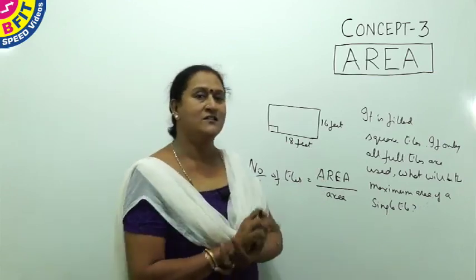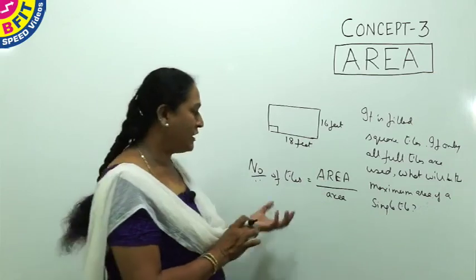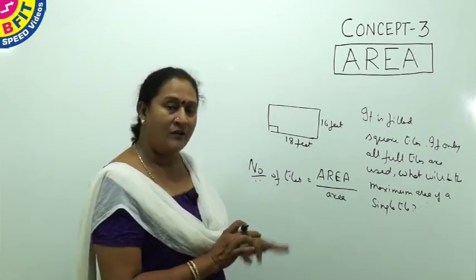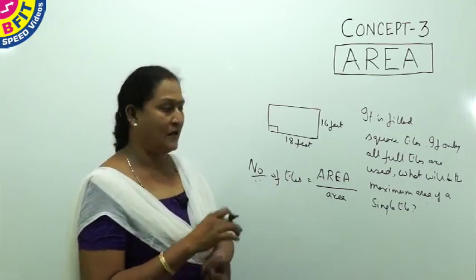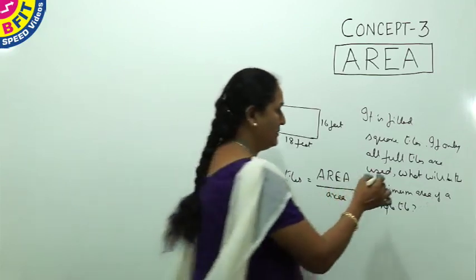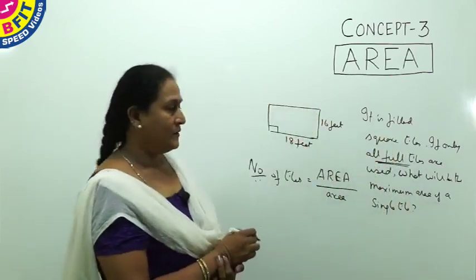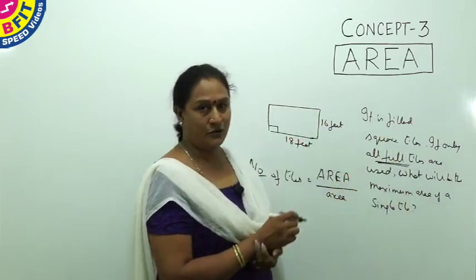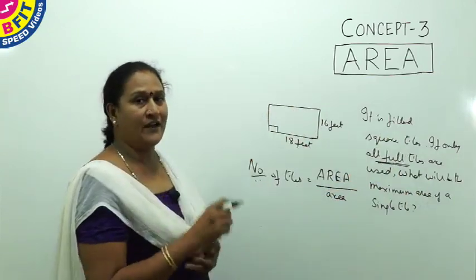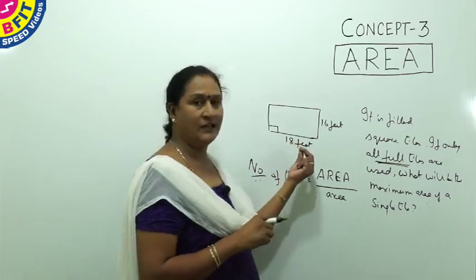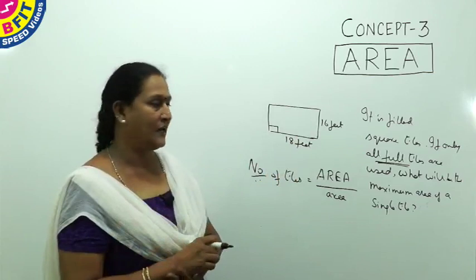So what will be the answer? It will be cannot be determined, because if there are two unknowns, we can't find the value. But here we can find the answer because there is a hint: only full tiles are used. Whenever all full tiles are used, we can find the highest common factor between the length and the breadth. That will be the side of a single tile.